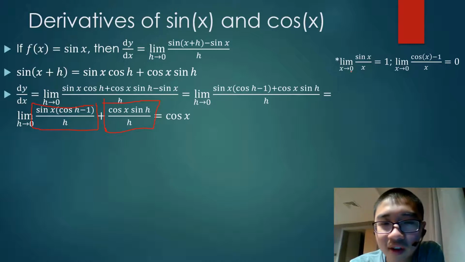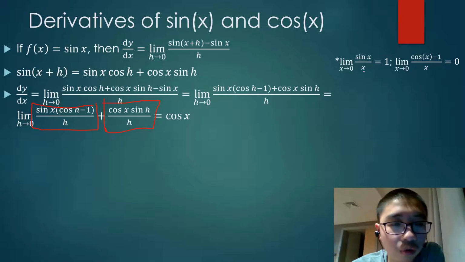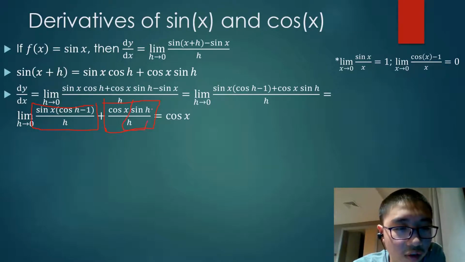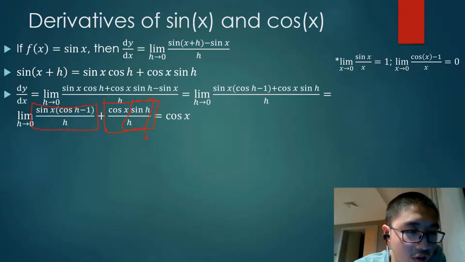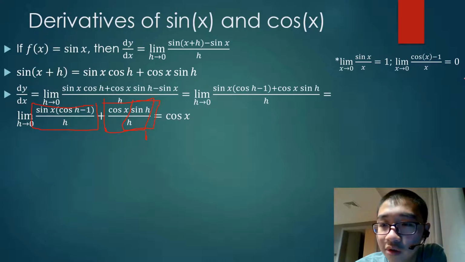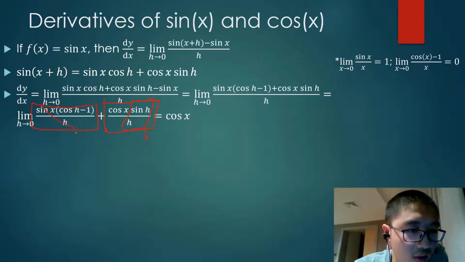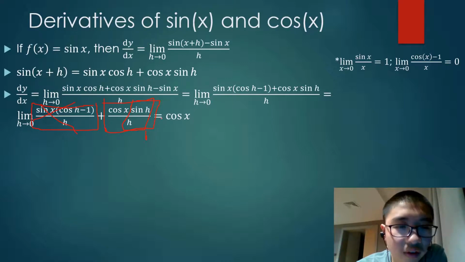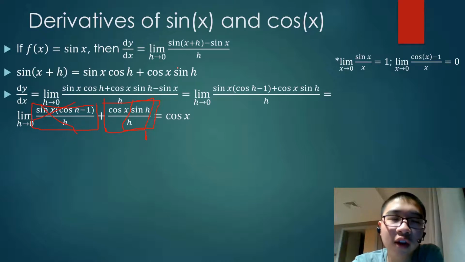Given that the limit as x approaches 0 of sine x over x is equal to 1, this part is equal to 1 because h approaches 0. So this part is just cosine x. For this part, because cosine h minus 1 over h as h approaches 0 is 0, as shown right here, this part just cancels, it's 0. So this limit is just cosine x, which means the derivative of sine x is cosine x.